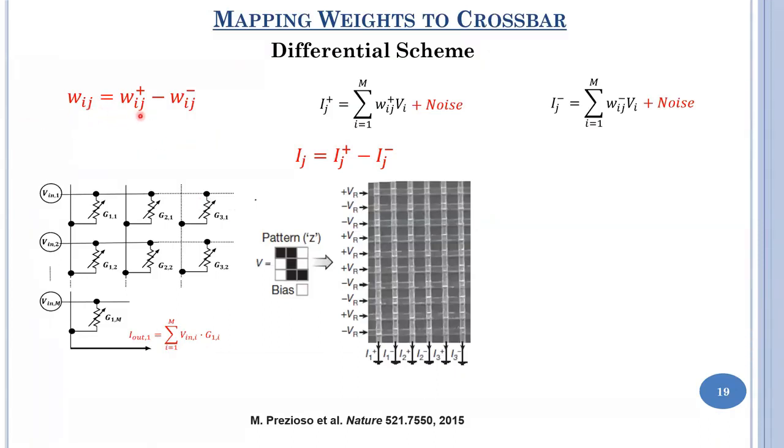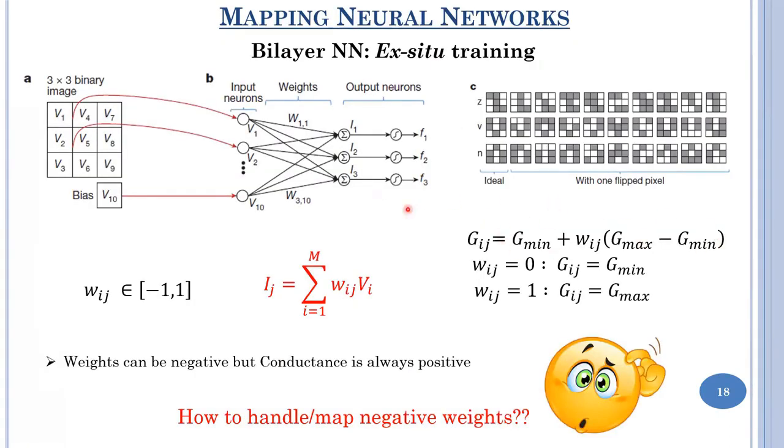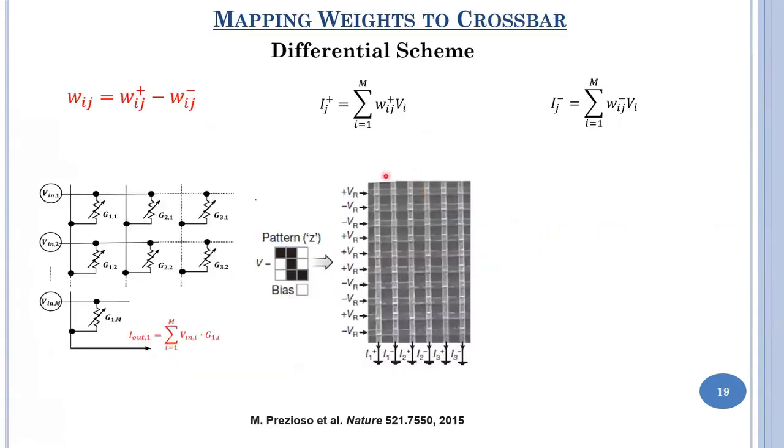Weight 1-1 will have a positive part, weight 1-1 plus, and a negative part, weight 1-1 minus. The positive part is converted to a conductance value using this expression, and then tuned onto the RM over here. Then the negative part, G11 negative, would be mapped over here. Similarly, G12 positive is mapped here, G12 negative here, G13 positive here, G13 negative here, and so on. So we performed software simulations, extracted a few weights, and converted those weights into two subweights, one representing the positive part and one representing the negative part. Then we programmed those positive and negative subweights onto these adjacent columns.